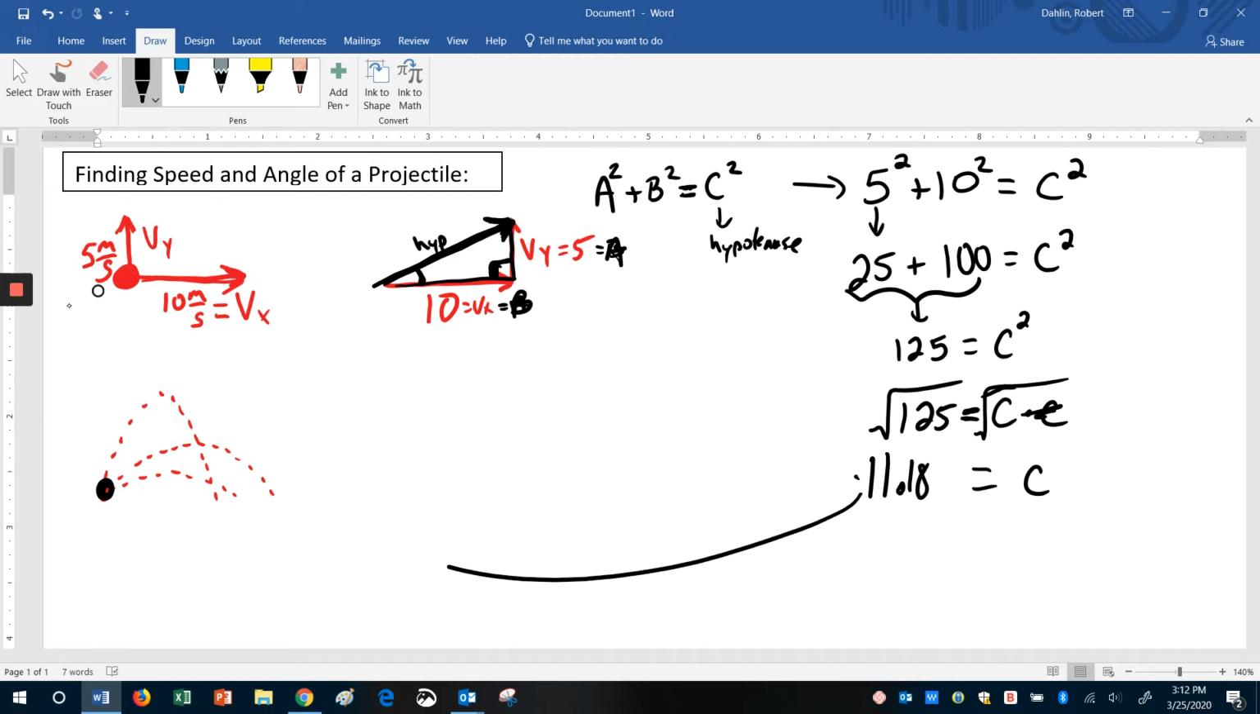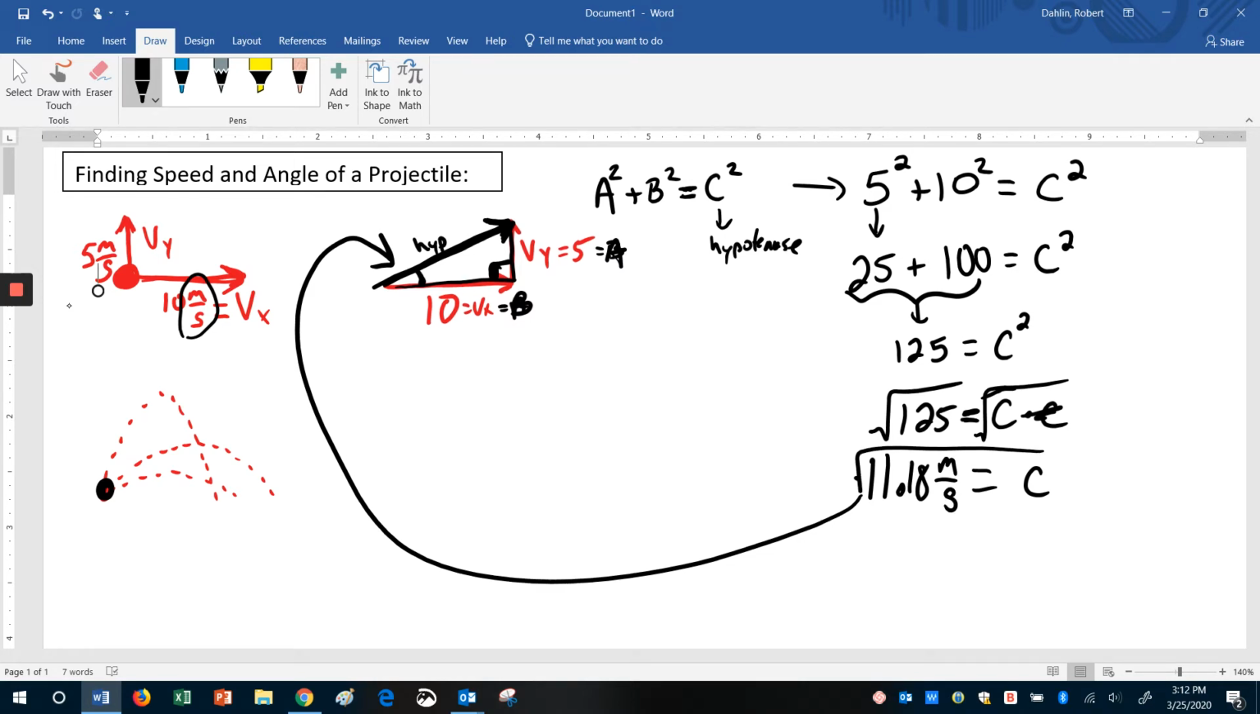This is the length of that. But what unit should it have? Go back to the original starting numbers. The units here are actually meters per second. So this is telling us how fast the marble was launched out of the launcher. Okay, so that's finding us the speed.